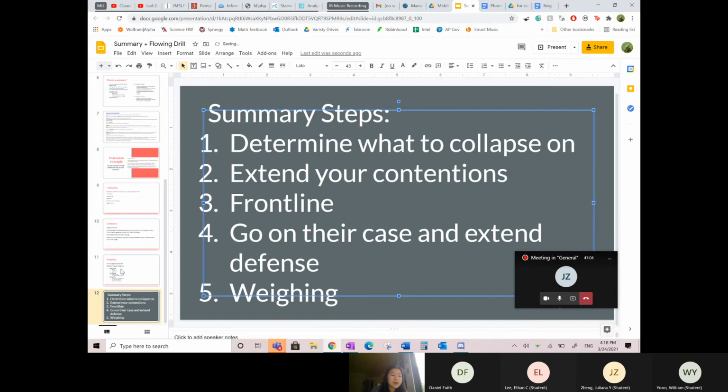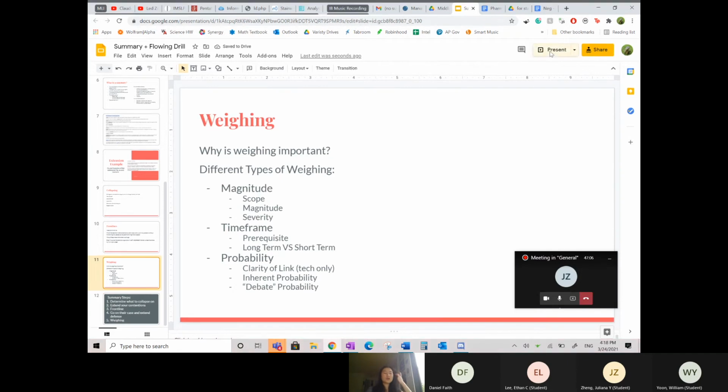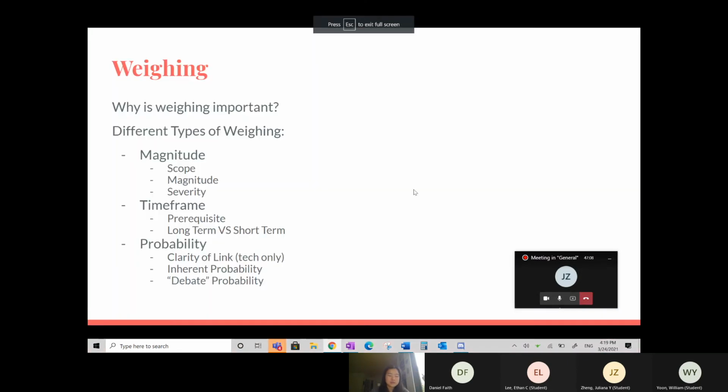So I'll just keep this here, but now let's talk about weighing, right? So why is weighing important? It's because it's like the easiest way to win you the round, right? Like really, you can take 10 seconds of your time and it could potentially win you the entire round, right?